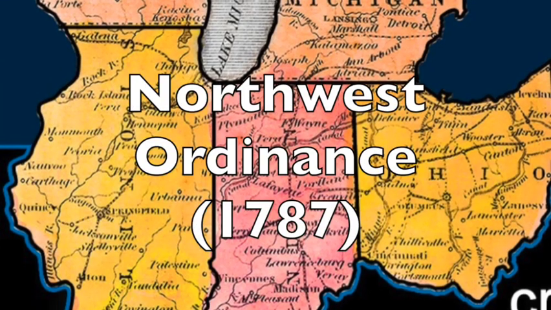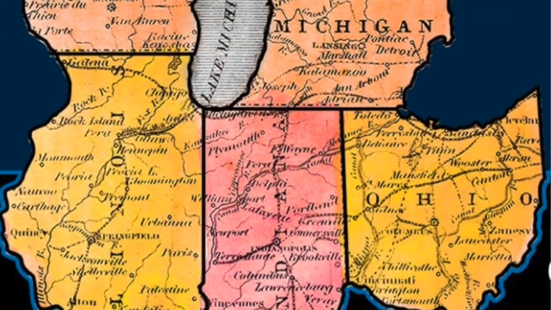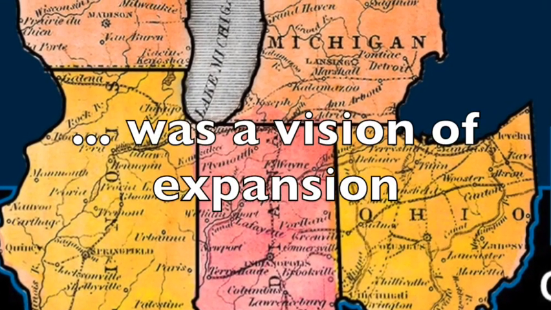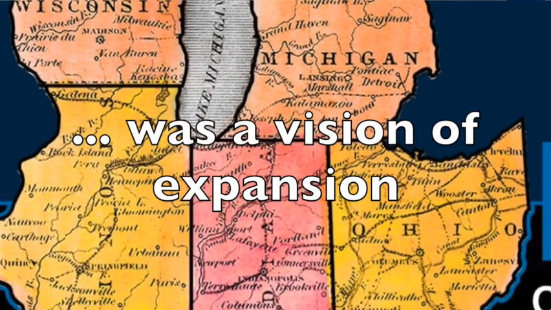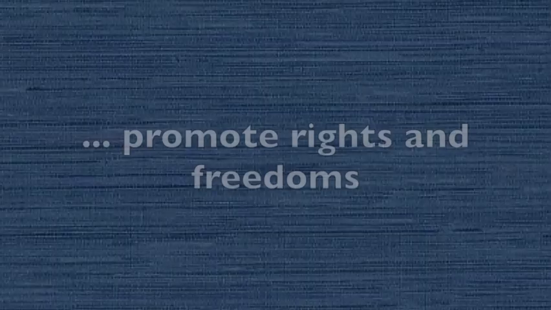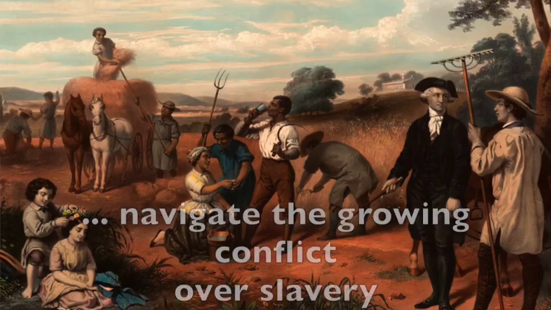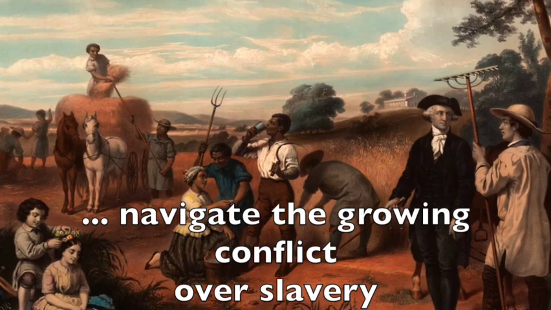So to wrap up, the Northwest Ordinance wasn't just a legal document. It was a vision of how the U.S. could expand and incorporate new territories as equals, how it could promote rights and freedoms, and yes, how it could navigate the growing conflict over slavery.